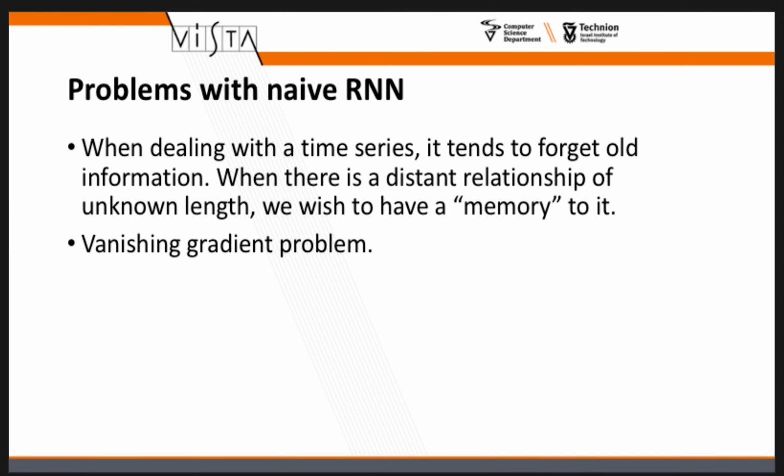Any questions about vanishing gradients? Does anyone understand what it means? We have a multiplication of all the gradients, and if they are smaller than 1, the multiplication goes very fast, and it can go to 0.